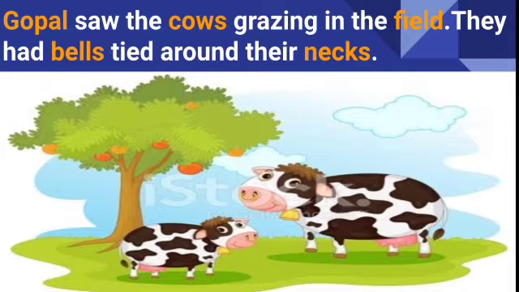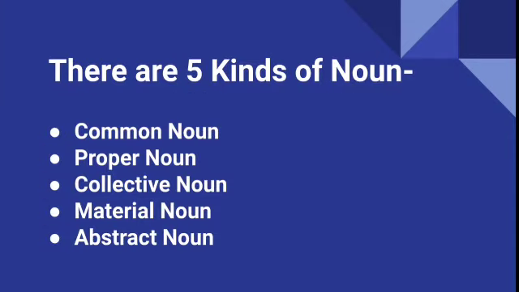Now let's move towards kinds of noun. Common noun, proper noun, collective noun, material noun and abstract noun. In this way there are 5 kinds of noun. In previous class we have gone through common noun and proper noun. Now in this class we will go through next 3 kinds of noun, collective noun, material noun and abstract noun.